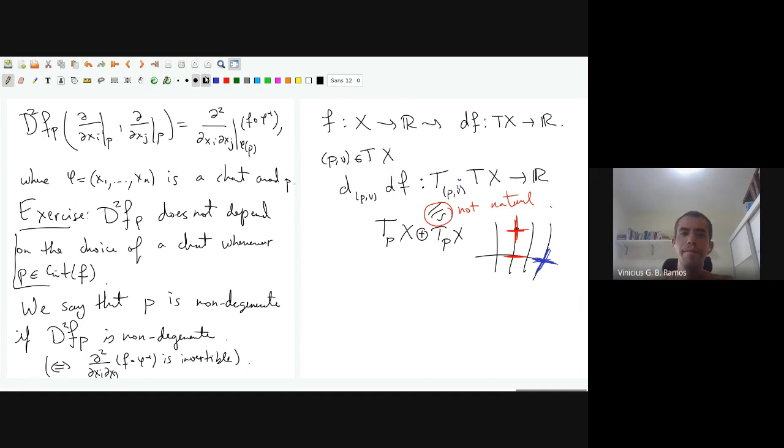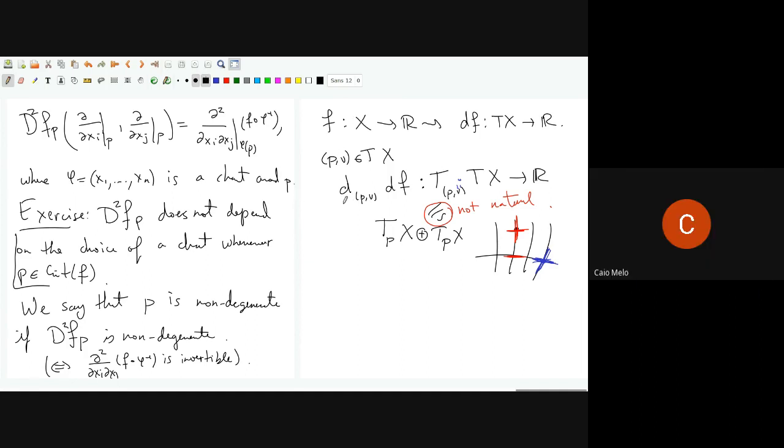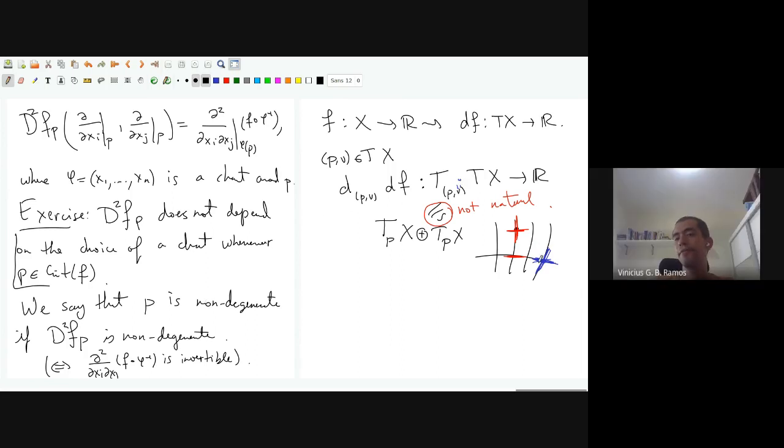Beleza, Caio? E no caso de ser crítico, não depende da escolha. Não, porque v igual a zero.